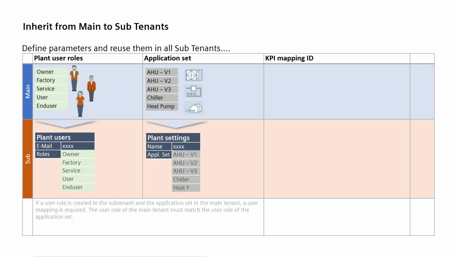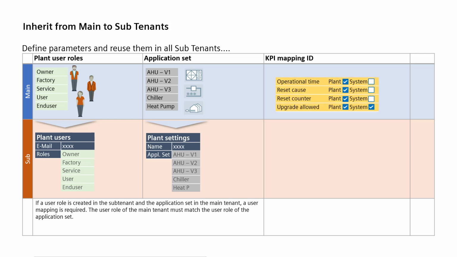If a user role is created in the subtenant and the application set in the main tenant, a user mapping is required. The user role of the main tenant must match the user role of the application set. Also, the KPIs can be inherited from the main tenant. In the subtenants, the main KPIs can be reused.